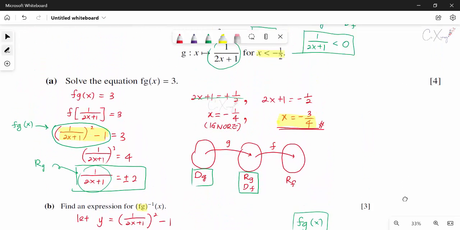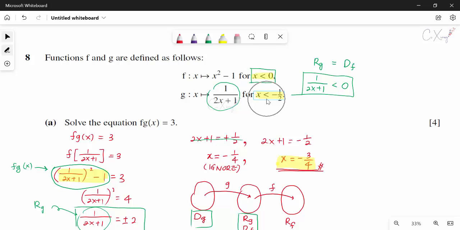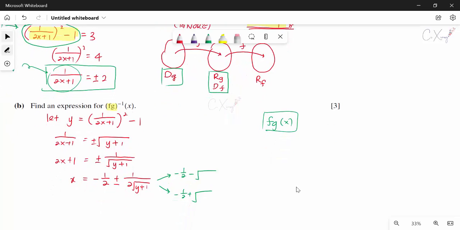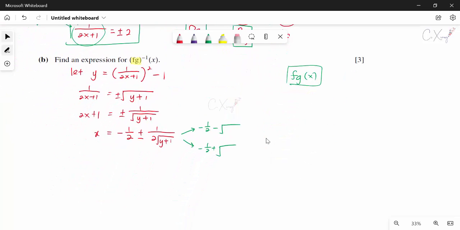So if I look at the domain of g, they want to have x smaller than negative half. We come back to this question. Which one will give you smaller than negative half? Is it negative half minus something that will become smaller than negative half, or negative half plus something? So definitely it's the top one, right? So from here, you can decide that your inverse function will be equals to negative half minus 1 over 2 square root x plus 1. So this is the correct final answer.